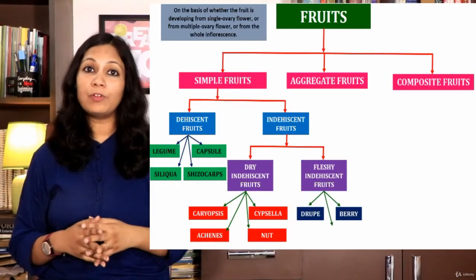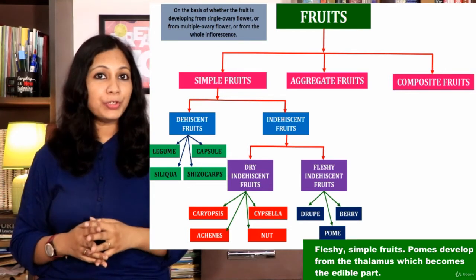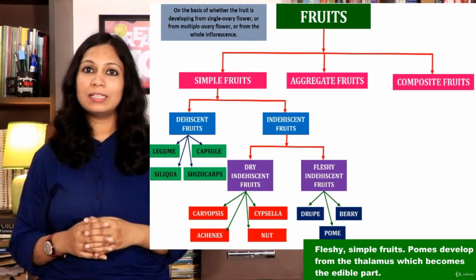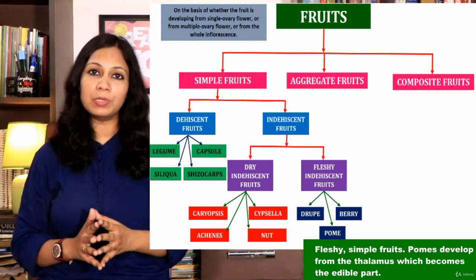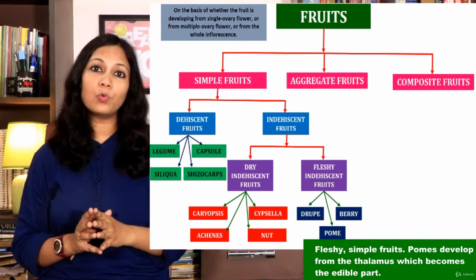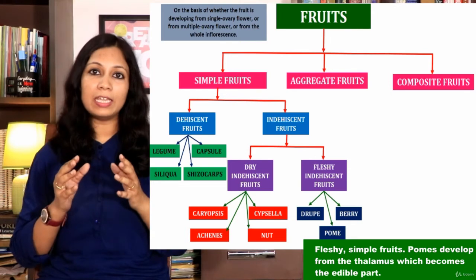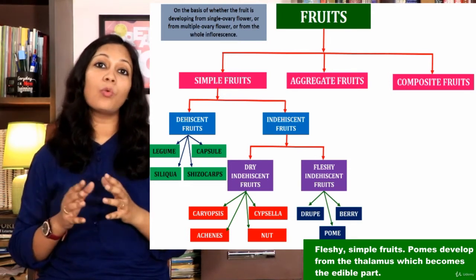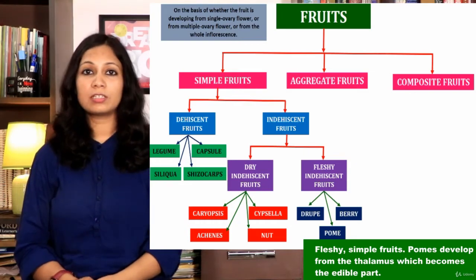The third type of fleshy indehiscent fruit is pome. Apples and pears are called pomes. These are fleshy, simple fruits. Pomes develop from the thalamus, which becomes the edible part. The actual fruit lies within the thalamus. This is the part containing seeds which we usually throw away. Therefore, these are called false fruits.